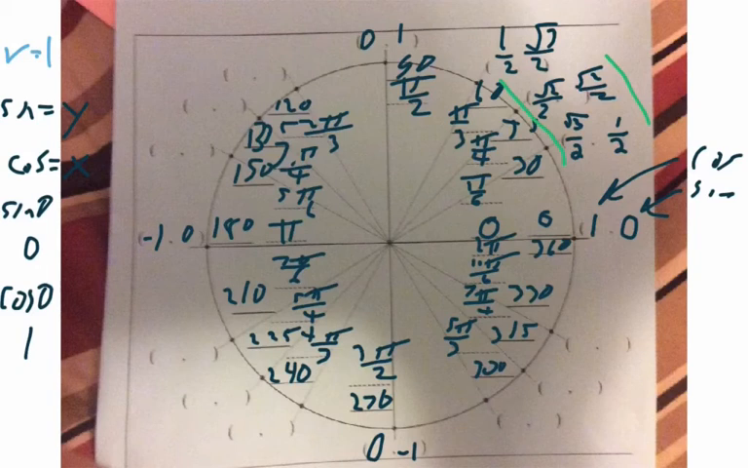So, now if you notice, because of symmetry, these points should be at the same one, but over here, the x value is negative 1/2, the y value is still positive. So, this point and this point match up, except for the x value is now negative, and that will happen for everything else in the second quadrant.